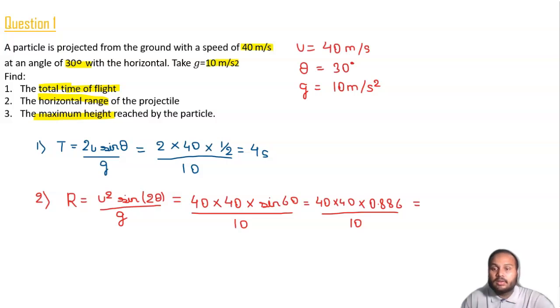So solving this, we are going to get 138.56 meters, the horizontal range. Fine. Now let us find the maximum height.